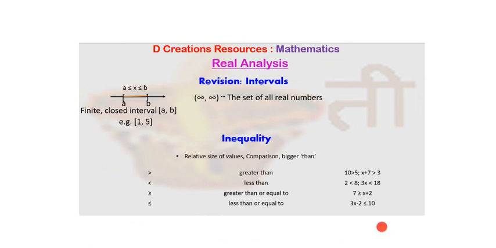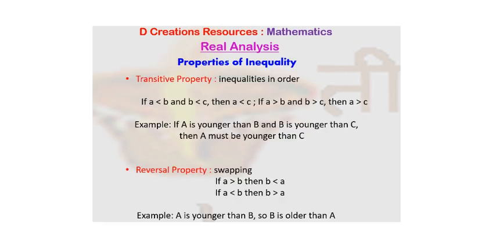Inequality, as you know, is basically some kind of a comparison. There is relative size involved, so you can use terms like greater than or bigger than, smaller than, etc. There's a comparison, and it can be of different kinds as shown here. Then we have seen that there are properties of inequality, whether it's the transitive property or the reversal property.